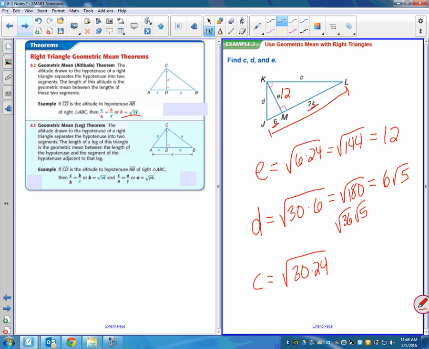Right, so the missing leg is equal to the square root of the longest side, the hypotenuse, times the shorter segment. But that's the shorter leg. The longer leg is equal to the square root of the hypotenuse times the longer segment of the hypotenuse. We're just matching those up, so that makes sense. The bigger the number, the harder it is sometimes to come up with numbers in it. So sometimes I like to pick bigger numbers, like 10.